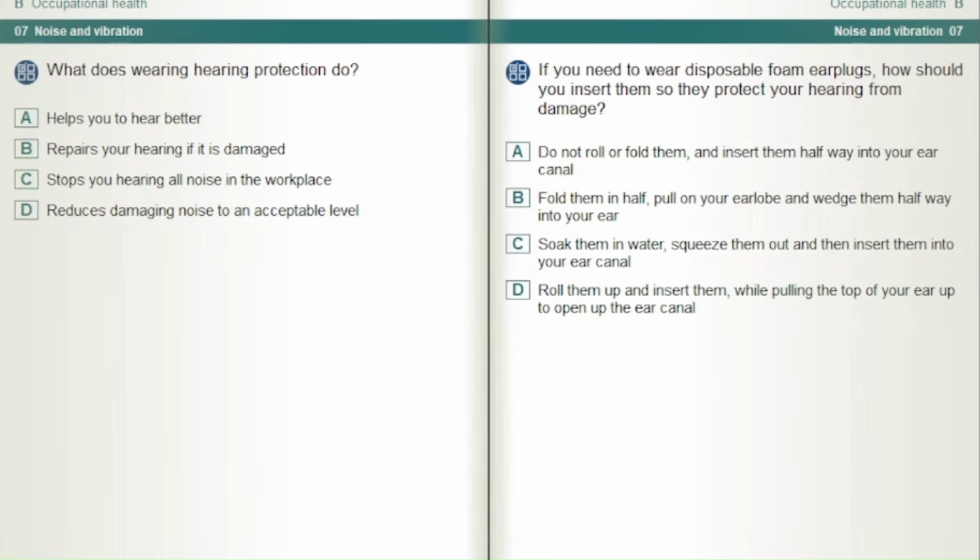What does wearing hearing protection do? Helps you to hear better. Repairs your hearing if it is damaged. Stops you hearing all noise in the workplace. Reduces damaging noise to an acceptable level.